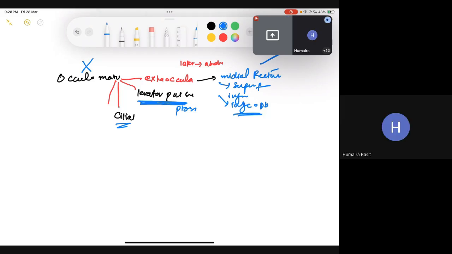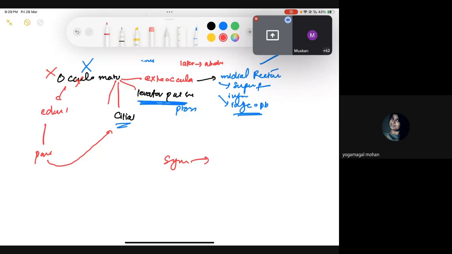Mydriasis. Miosis? Mydriasis, because the sympathetic would dominate. We have the Edinger-Westphal nucleus, which supplies the parasympathetic fibers, and this response constricts your pupil, right? So if we have a deficit of the oculomotor nerve, the sympathetic is going to dominate. And what's the function of the sympathetic nerve? It dilates your pupil. So we are going to see mydriasis, not miosis. Is that clear? Okay, perfect.